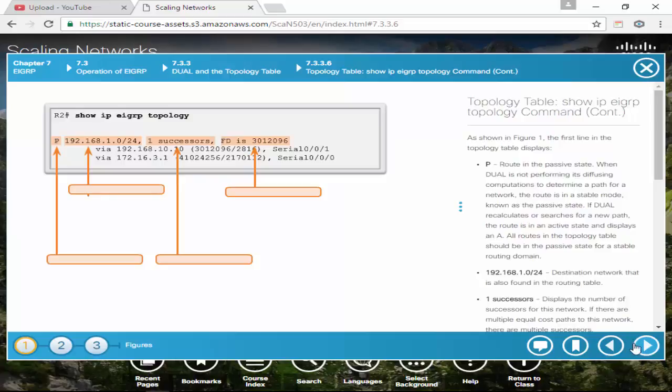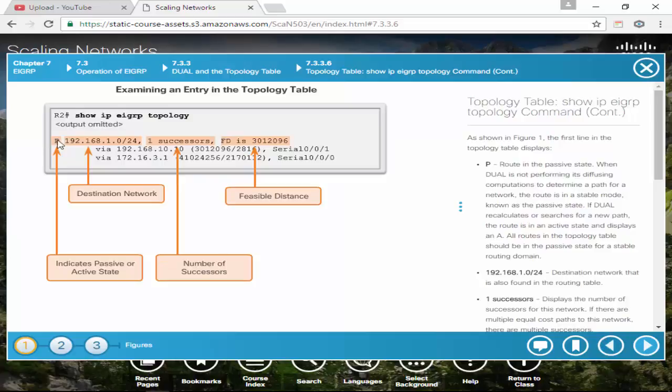Oh, back. So the P, what we're seeing here, we have either passive or active. Second most confusing thing, right? So passive means that DUAL has been run and our route is converged. Active means the algorithm is actively running. So we aren't a converged network if we see an A there. But if we see a P, DUAL's ran, it knows what's going on.